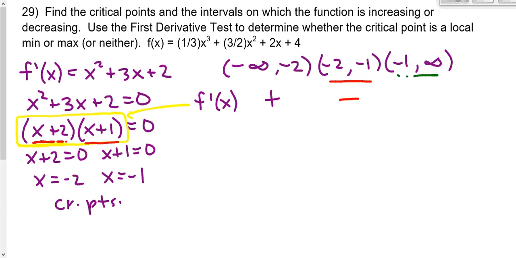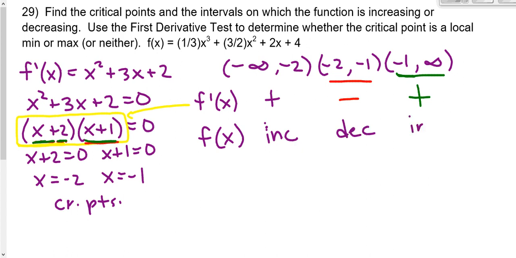And then pick a number in the third interval. Maybe we pick 0. Plug it into the factored form of the derivative. 0 plus 2 is positive. 0 plus 1 is positive. Positive times positive is positive. So what does that tell us about f, the original function? The function goes from increasing to decreasing to increasing.